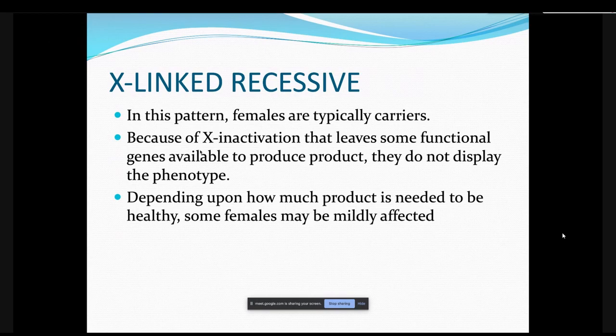What about those that affect the X chromosome? So in this pattern, females are typical carriers. And you know that in females, it's XX. Because of X inactivation, there are some functional genes left available to produce product. So the females display only traits, they don't get disease. Depending upon how much product is needed to be healthy, some females may be mildly affected.